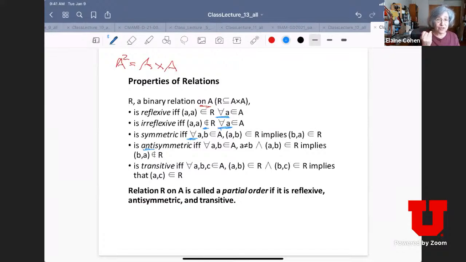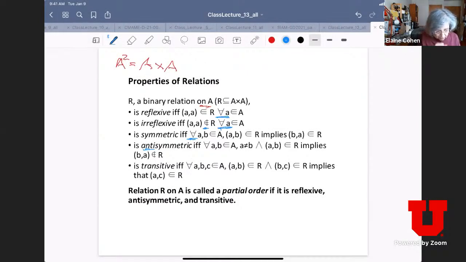So not transitive could be if a is related to b and b is related to c for any one or more elements in the relation, but a is not related to c, then the relation is not transitive. Okay? It just has to fail for one set of elements, one pair of elements in the relation.